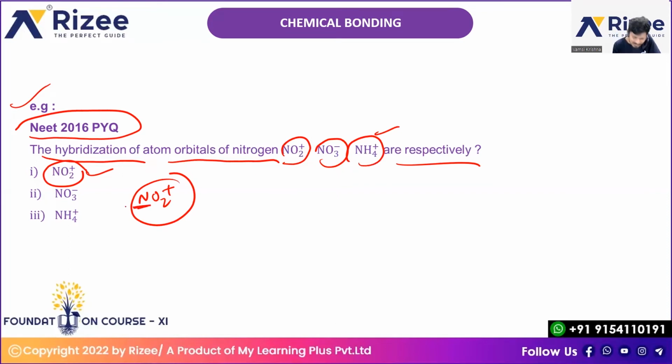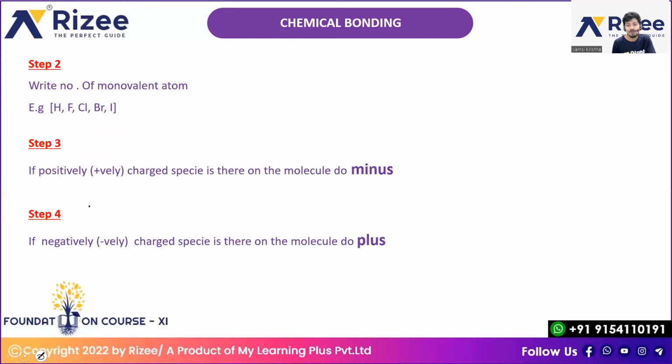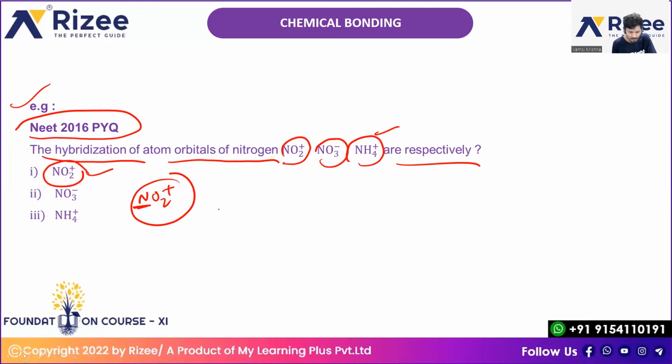Here nitrogen is a central atom. So in nitrogen, how many valence electrons are present? Tell me how many valence electrons are present. Here I have given an example also. In nitrogen, 5 valence electrons are present. So we have to write 5 plus.